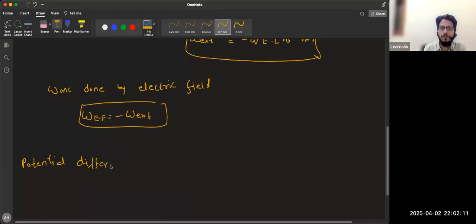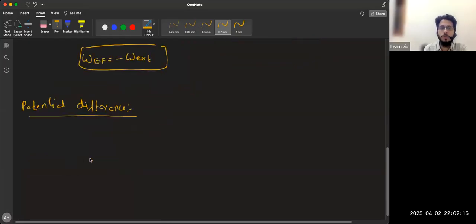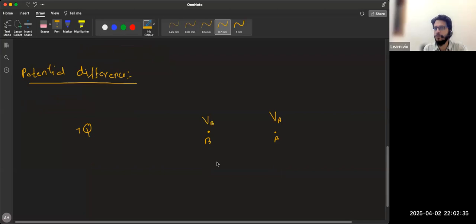Potential difference. So for potential difference, what we will do, let's say you have a charge. This could be of any type of charge: point charge, line charge, volume charge distribution, anything. And then you have 2 points. One is point B and another is point A. At point A, potential is VA. At B, potential is VB. You are supposed to calculate VB minus VA.